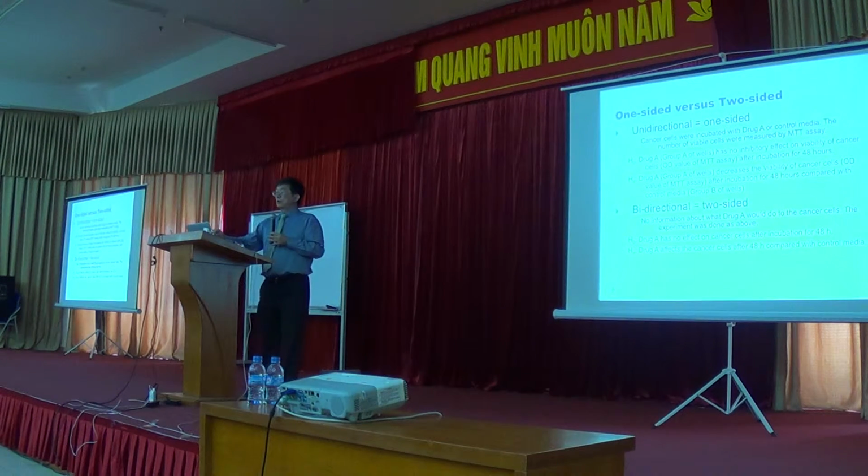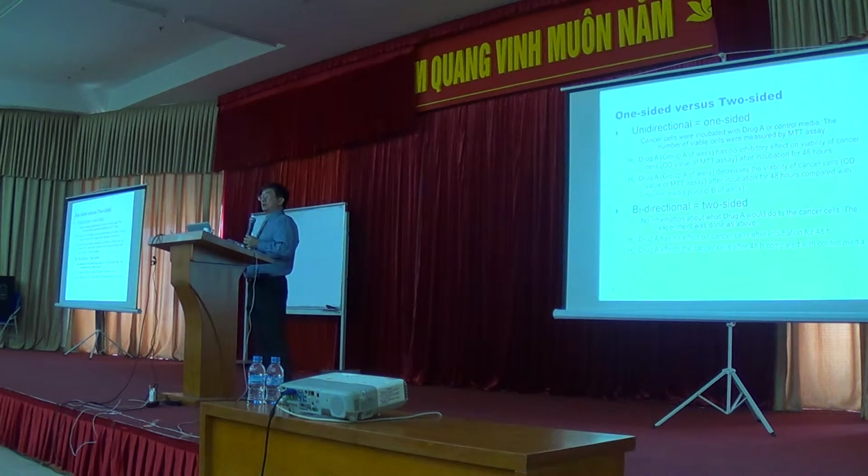Okay. So in this case, if I frame the null hypothesis this way, that drug A has no inhibitory effect on the viability of the cancer cells, then if I reject the null hypothesis, then the alternative hypothesis would be drug A decrease the viability of the cancer cells compared to the control medium.